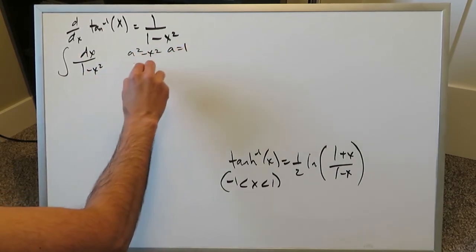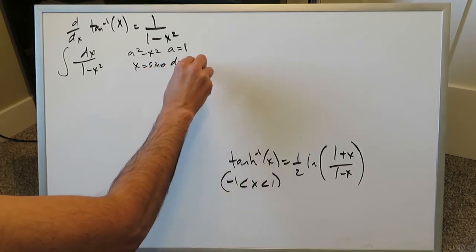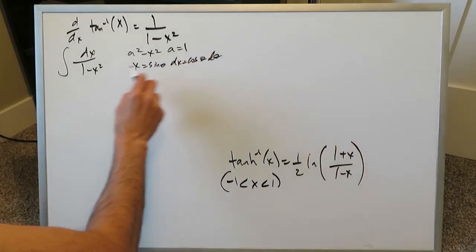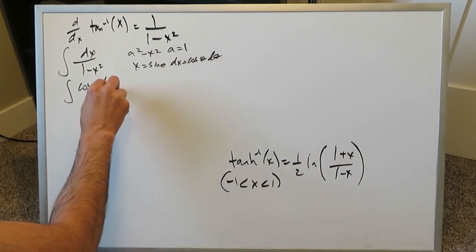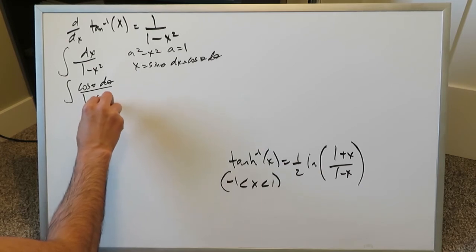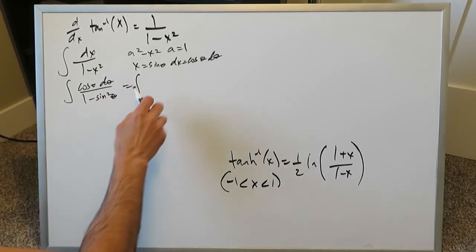Here a is equal to 1, x is equal to sine theta, dx is equal to cosine theta d theta. These trigonometric substitution techniques coming here. You have cosine theta d theta. Here you'll have 1 minus sine squared theta. This right here is equivalent to cosine squared theta.